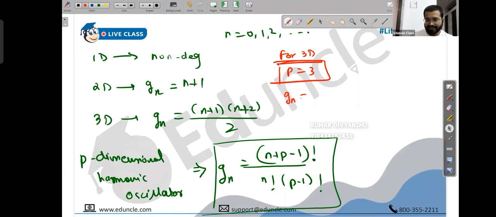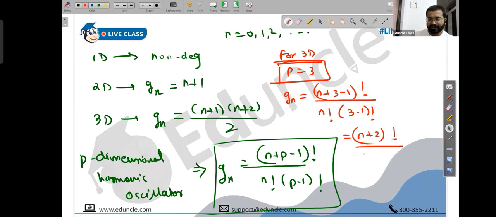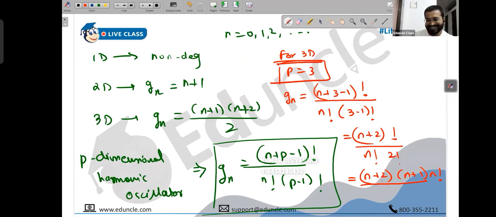Okay, substitute. What is Gn? Gn is (n plus 3 minus 1) factorial, the whole upon n factorial into (3 minus 1) factorial. So what are we getting? (n plus 2) factorial upon n factorial into 2 factorial. I can write (n plus 2) factorial as (n plus 2) into (n plus 1) into n factorial, and then I have n factorial and 2 factorial. So n factorial gets cancelled. We got (n plus 1)(n plus 2) by 2. 2 factorial is 2. Nice, no? Make a note.